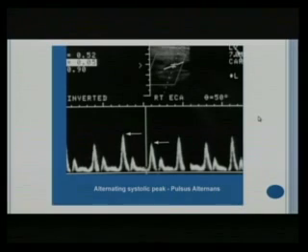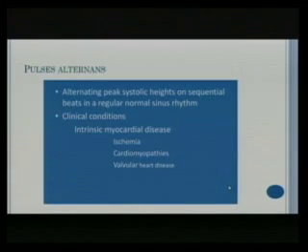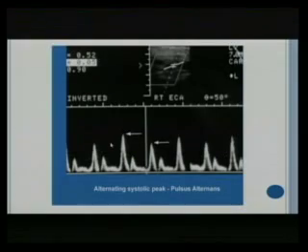Coming next to this alternating peak systolic pattern. This is the pulsus alternans, that is alternating peak systolic pattern. Let's read about it. Alternating peak systolic heights on sequential beats in a regular normal sinus rhythm. So they are alternating peak systolic heights, and this repeats itself beat after beat. What are the clinical conditions that can cause this? That is intrinsic myocardial ischemia, cardiomyopathies, and any valvular heart disease. So this will occur in pairs. Large beat, short beat, diastole. Large beat, short systolic beat, diastole. So they occur in pairs, the first one being larger, the second one being shorter, and then the normal antegrade flow in diastole.